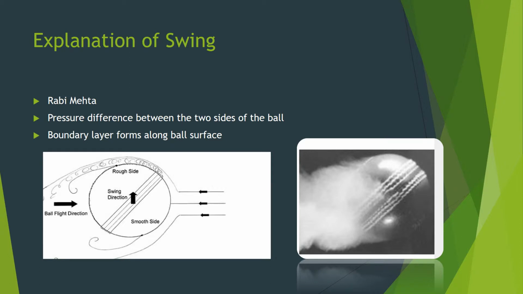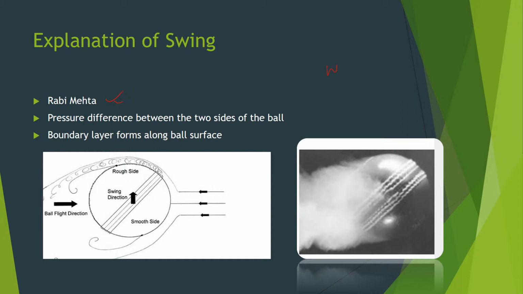Explanation of the swing. Prior to discussing ball tampering, let us discuss swing. What two kinds of swing do we normally see in cricket? One is the outswinger and the other is the inswinger. There is a great topic discussed by a great scientist, Rabindra Mehta. He is a scientist at NASA and a specialist in aerodynamics. He has several papers on the aerodynamics of the cricket ball.